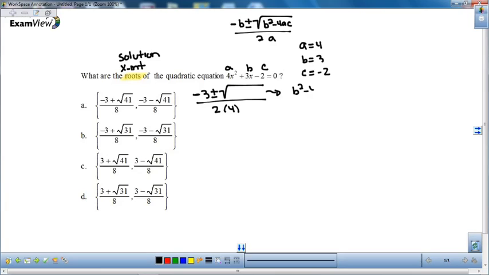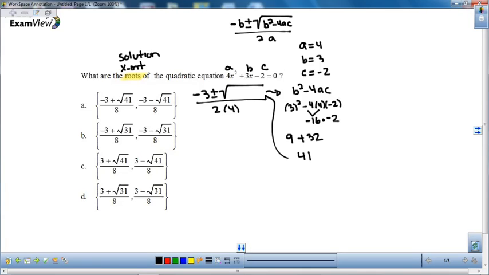Kind of makes it easier. So I'm going to have b squared minus 4ac. So 3 times 3 is 9. Negative 4 times 4 is negative 16. And negative 16 times negative 2 is positive 32. And 9 plus 32 would be 41.